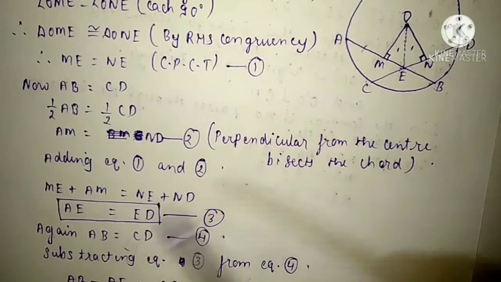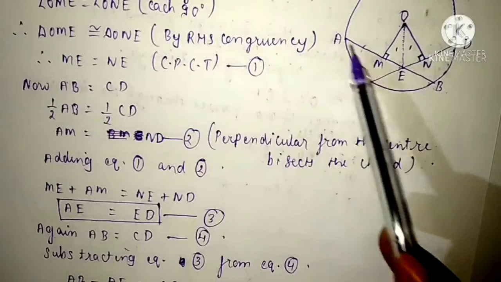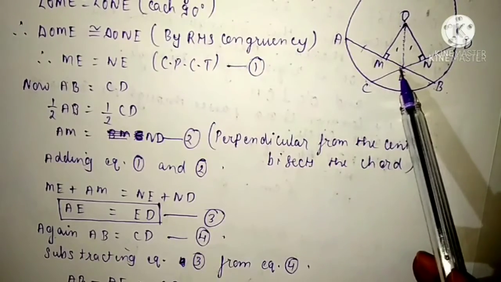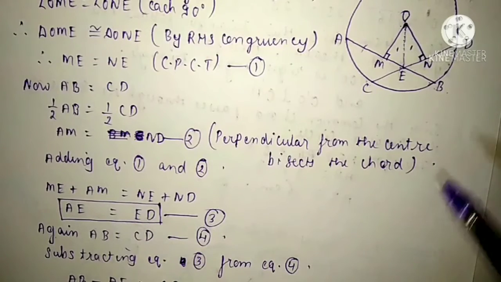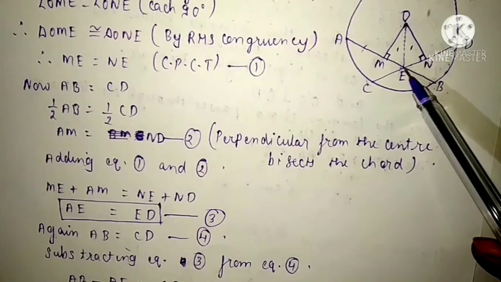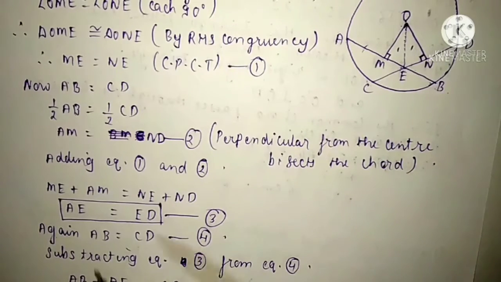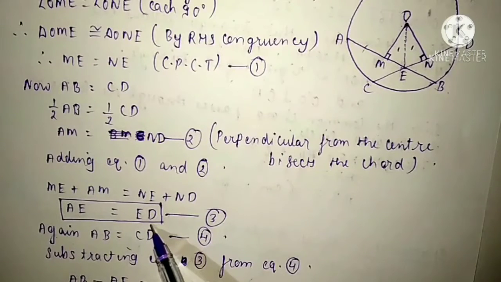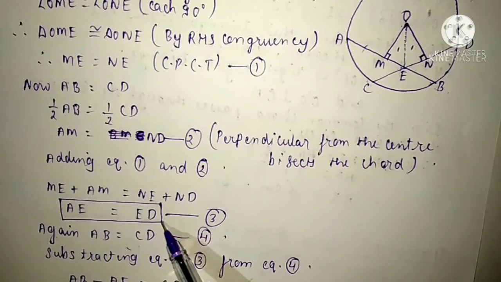Now ME plus AM is equal to this full AE. So in the LHS what will come? AE, is equal to NE plus ND. That means this full will come, so this will be equal to ED. So AE is equal to ED. Name this as equation number 3. This is the first part of our solution.